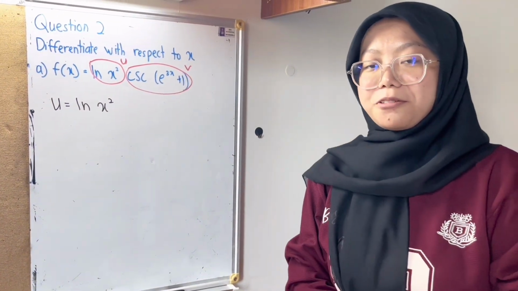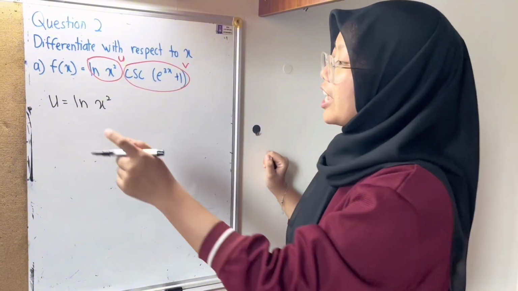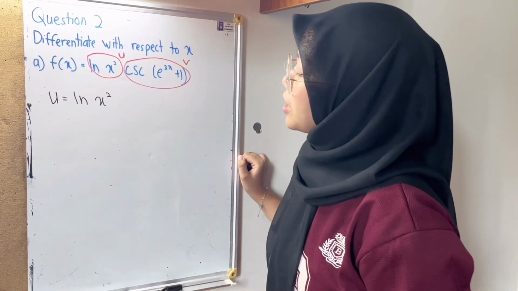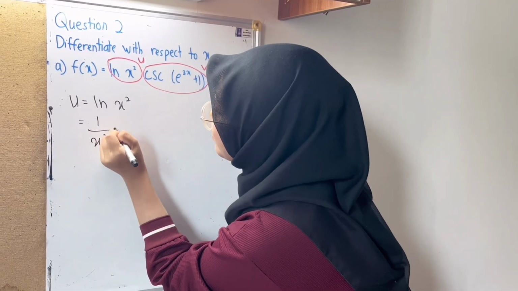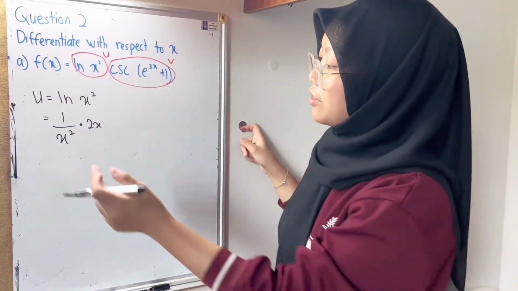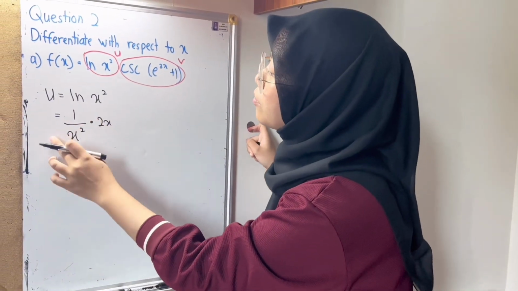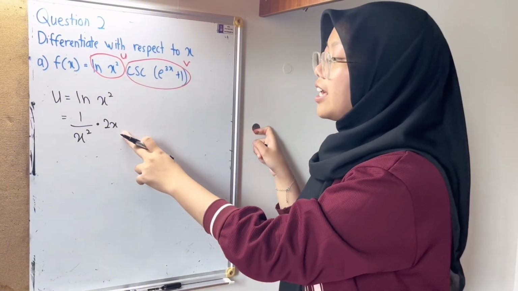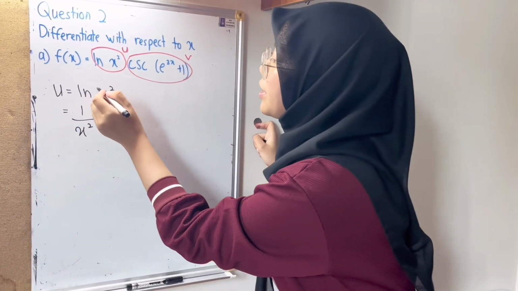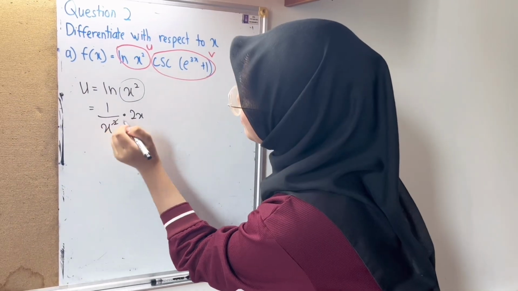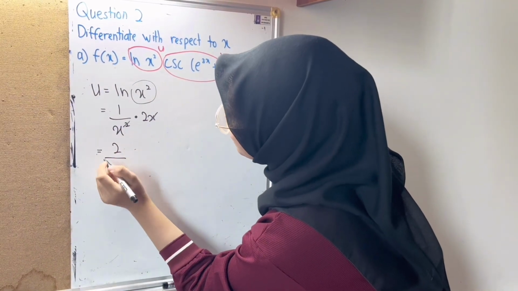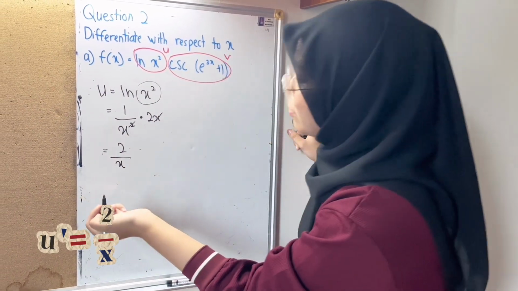As you remember we learned in chapter 2, when we have ln x squared, we need to differentiate like this. When we have ln, we differentiate like this: 1 over x squared, and then differentiate x squared. Now we can cut this x. So U prime, we get 2 over x.